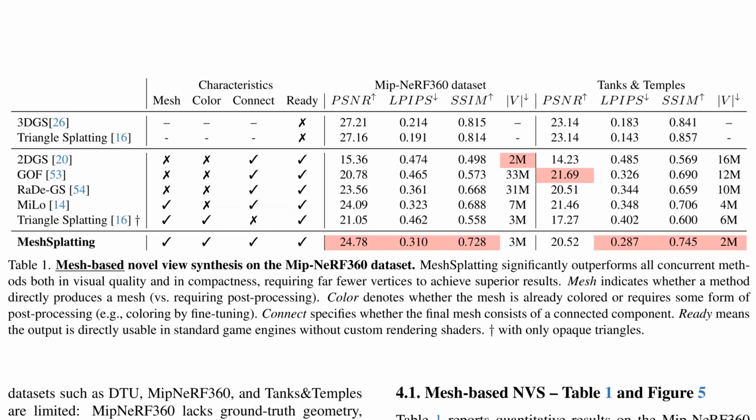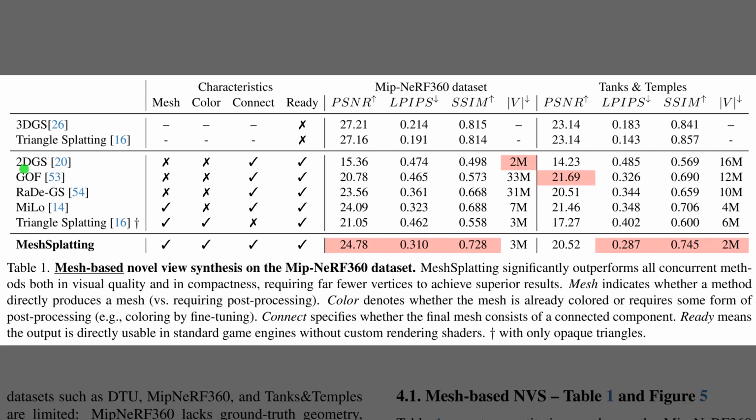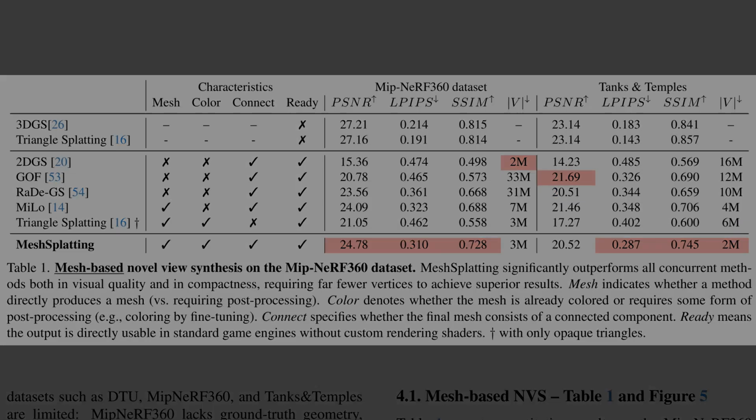Well, Figure 3 highlighted qualitative improvements, and Table 1 now backs that up with hard numbers. The left block lists methods and flags whether they output meshes, colors, connectivity, and engine-ready assets. The middle columns report MIP-NeRF 360 quality, where MeshSplatting attains the best perceptual scores, with only about 3 million vertices. The right columns show Tanks and Temples, where MeshSplatting again matches or beats competitors while using the fewest vertices and remaining directly game-ready.